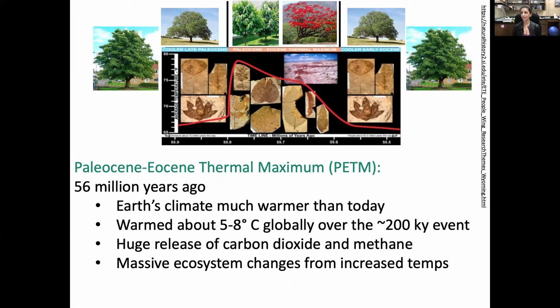How we can recognize this is shifts in the types of plants in the fossil record. So if you go to Utah, for example, Utah has great stratigraphic records of the Paleocene-Eocene thermal maximum. So here we have a timeline in millions of years going from about 56 million years ago to 55 million years ago. Before the Paleocene-Eocene thermal maximum, over here, we had a cooler climate.